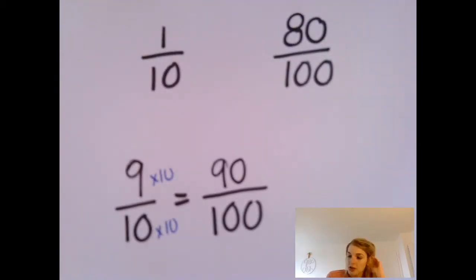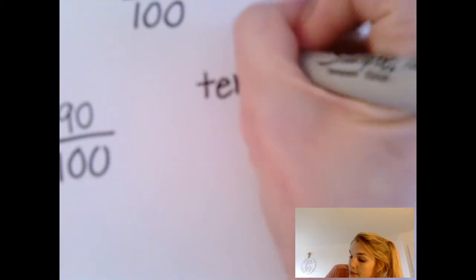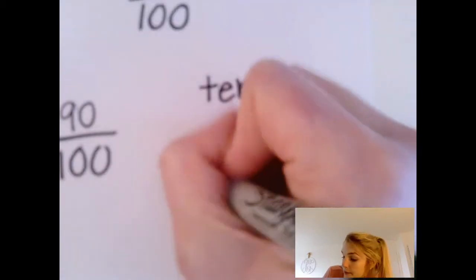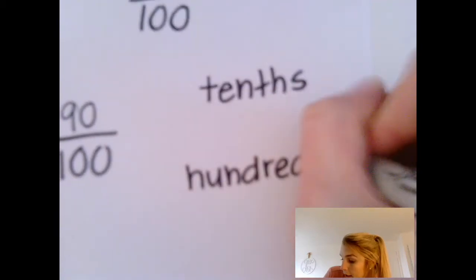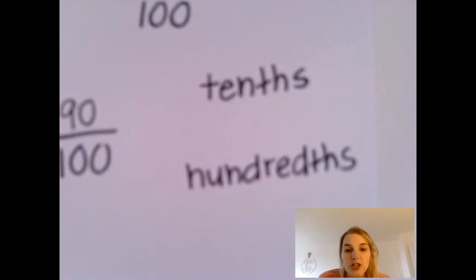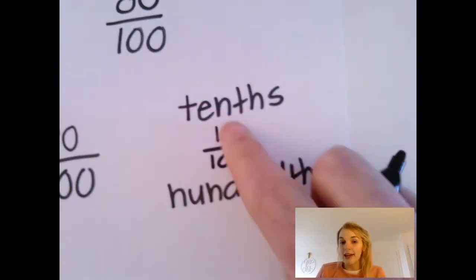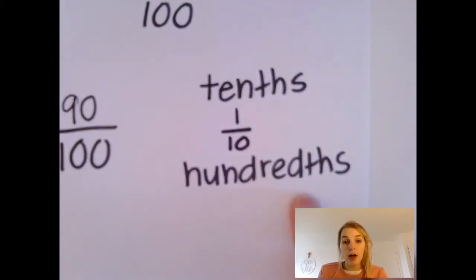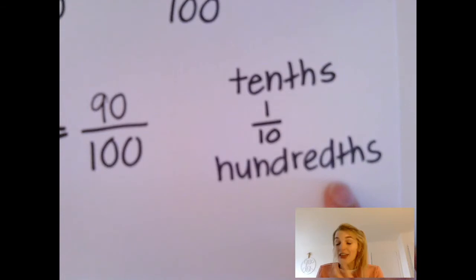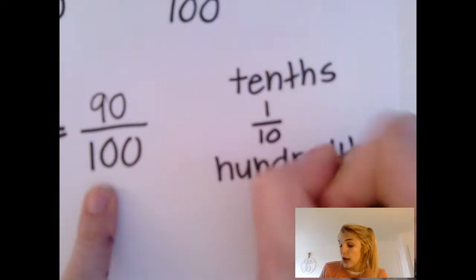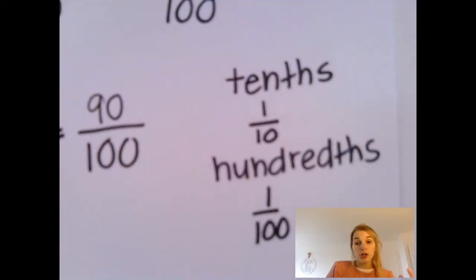The other thing I wanted to talk to you guys about was our new vocabulary words called tenths and hundredths. The reason we're talking about those now is because those are terms that you will be using when referring to decimals. So when you are talking about tenths, you are talking about fractions that are divided into tens. So this would be 1/10. If you're talking about hundredths, you're talking about fractions or numbers that are divided into 100 pieces. You could have 1/100th, you could have 2/100ths, 3/100ths.